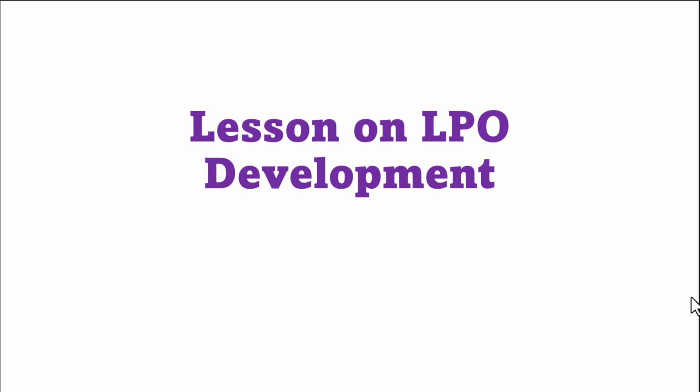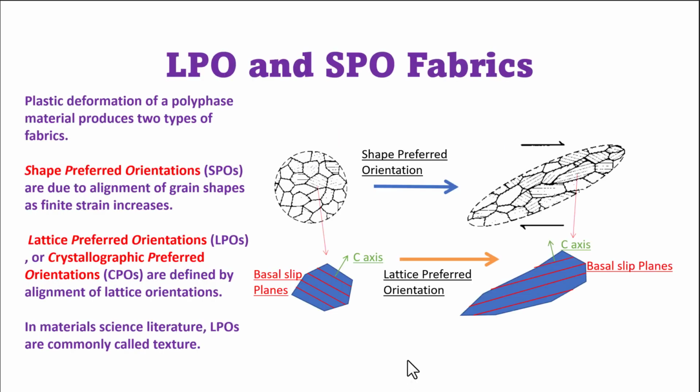Hi everyone, in this lesson I'm going to talk about LPO development. Plastic deformation of a polyphase material produces two types of fabrics. One is shape preferred orientations, SPOs. They are due to alignment of grain shapes as finite strain increases.